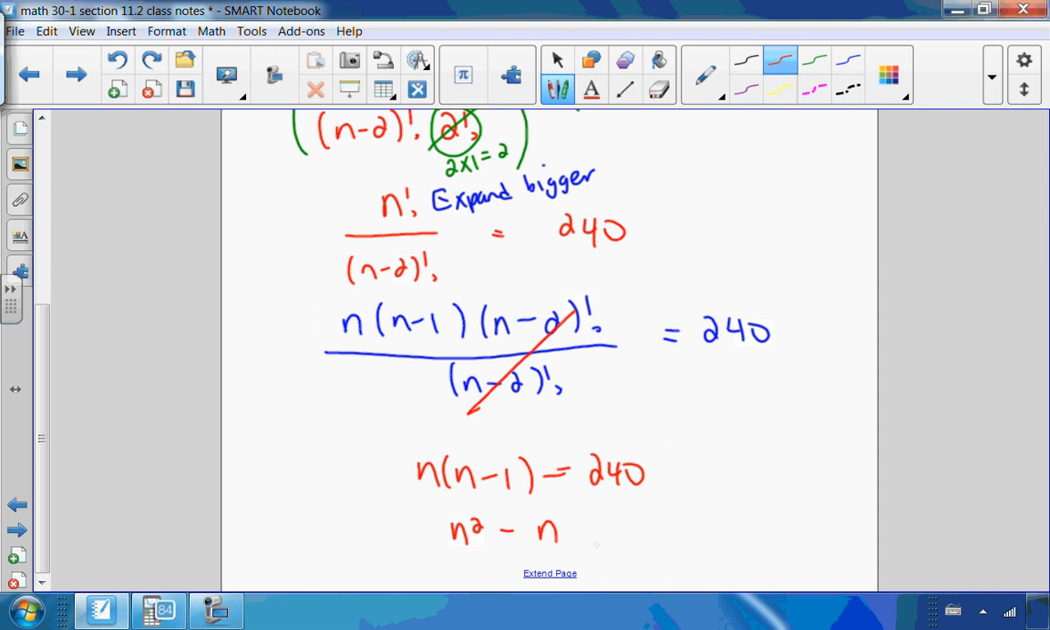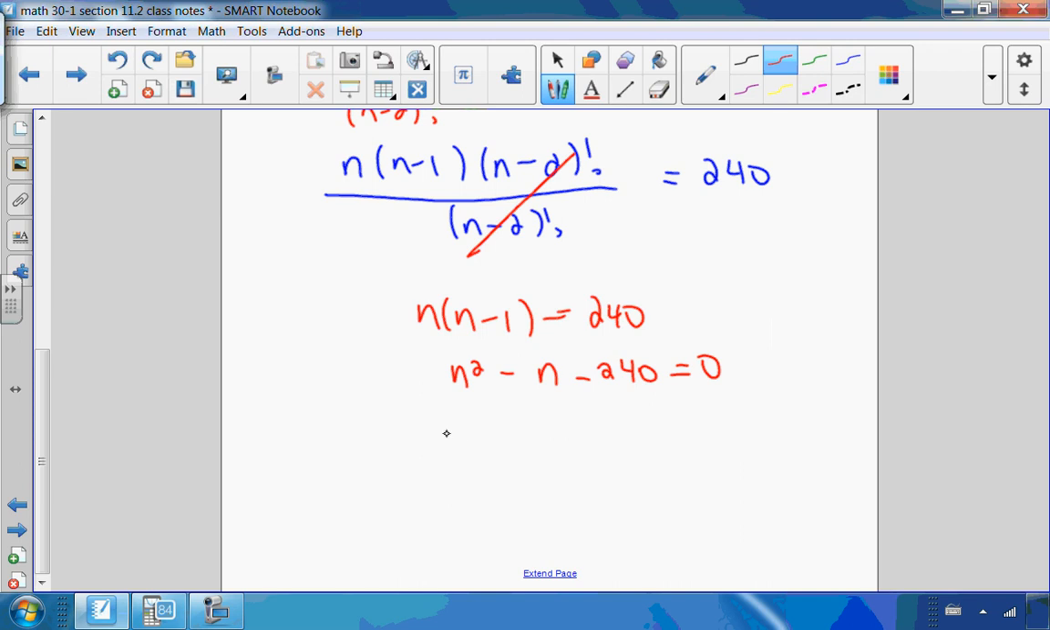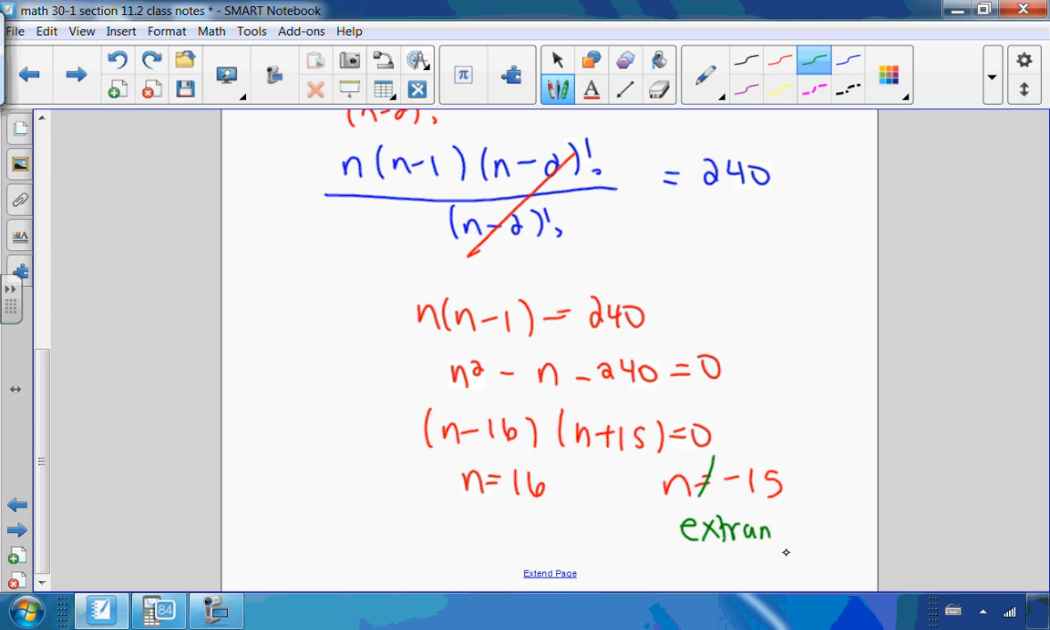Because it is a quadratic, I will set it equal to 0 by subtracting 240 from both sides, and then I will factor. Now that I've factored, I just set each factor equal to 0. And then I look at my answer. So how many people were at the meeting? Were there 16 people at the meeting, or were there negative 15 people at the meeting? Hopefully you recognize you can't have a negative number of people, so this is an extraneous root, meaning it's a solution to the quadratic, but not to the actual question. So that tells me there are 16 people at the meeting.